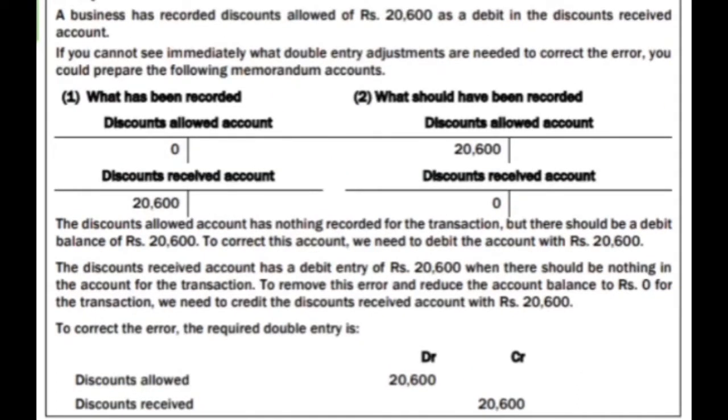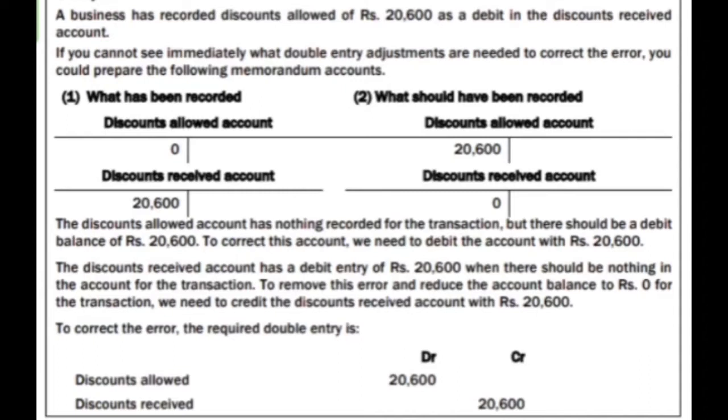Now let's take a look at example number 2. A business has recorded discount allowed of 20,600 as a debit in the discount received account. Now what he has to do to make this entry correct is record the amount on the debit side of the right account, and to reduce the wrong account he should credit it. Now the discount allowed had to be debited and the discount received should have been reduced.